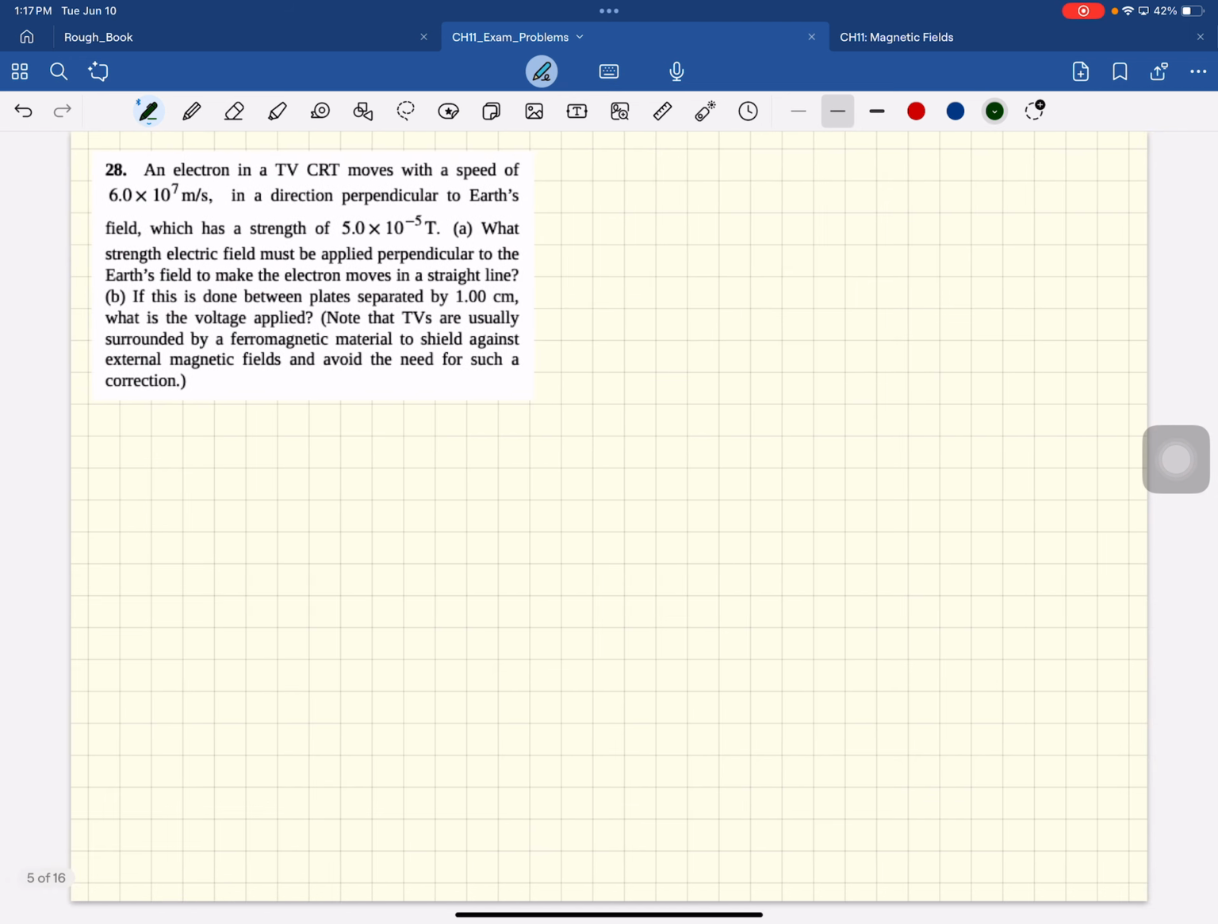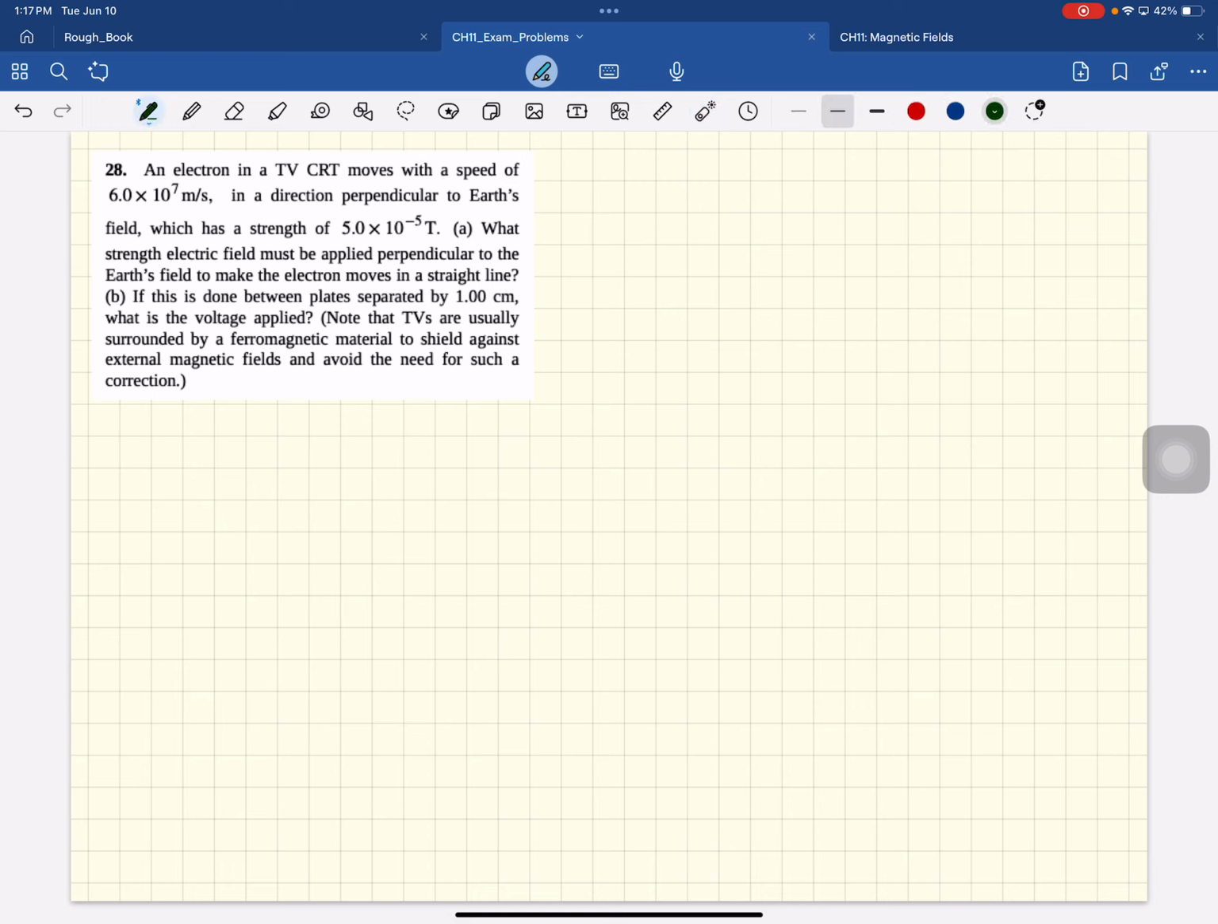An electron in a TV CRT. What is a CRT? Cathode ray tube? Yep. Moves with a speed of 6 times 10 to the 7 meters per second in a direction perpendicular to the Earth's field, which has a strength of, so this is roughly on the surface. What strength electric field must be applied perpendicular to the Earth's field to make the electron move in a straight line?